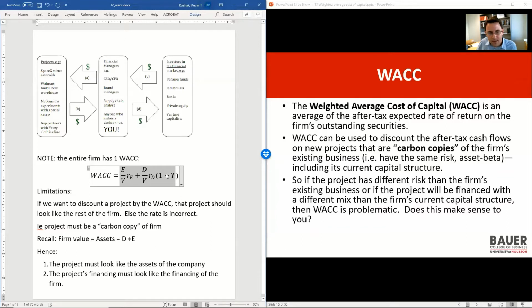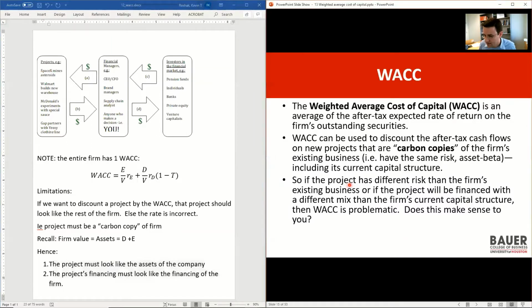That creates a problem because your project has more debt than the company. So you're getting more tax shields than what's typical in the company. So your discount rate would be different. Okay. So if we want to use the WACC punchline, we need a carbon copy of the firm on both the asset side as well as on the financing side.